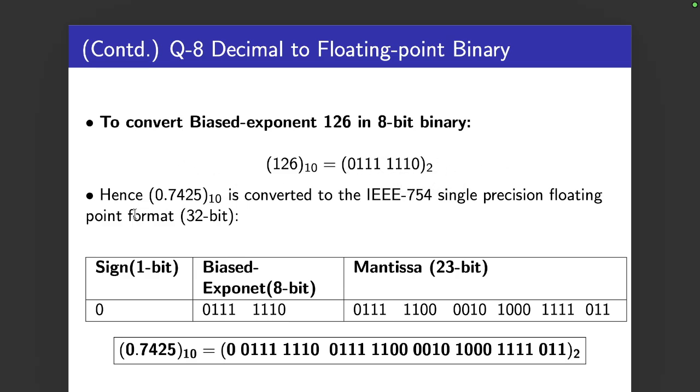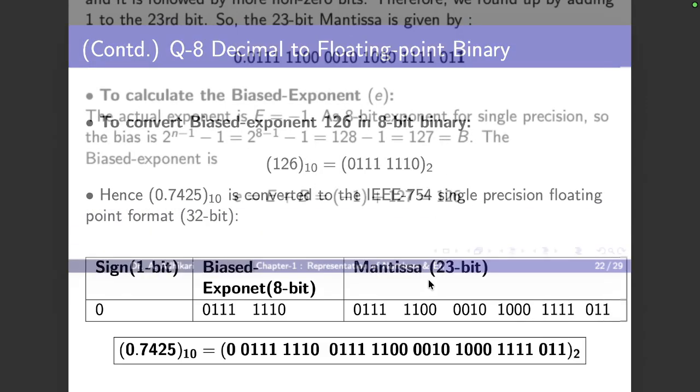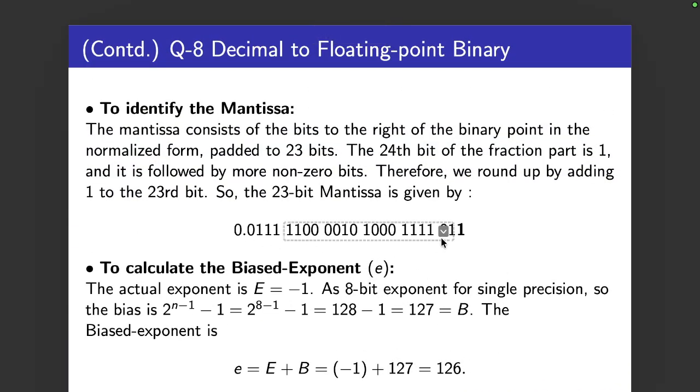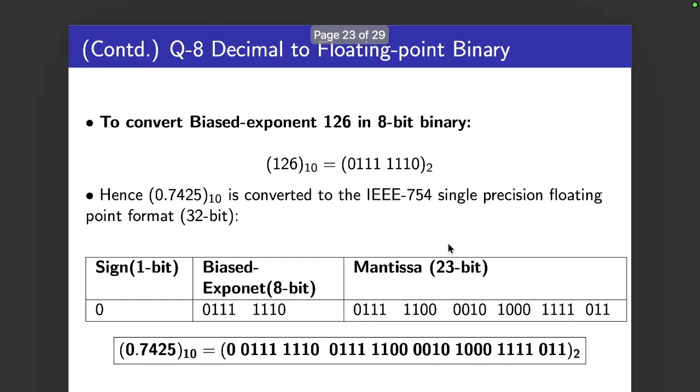Hence this decimal number is converted to the IEEE 754 single precision 32-bit floating point format. The single sign bit is 0, since it is a positive number. The 8-bit biased exponent is what we found above, and the mantissa part is this. So the answer is the 32-bit single precision floating point representation of this decimal number.